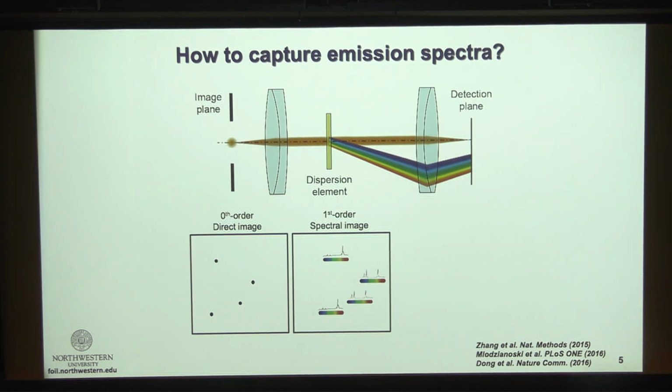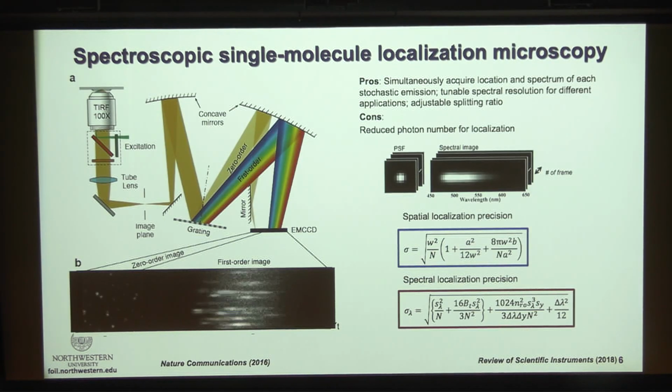And we have the simultaneously acquired first-order image, which reflects the corresponding emission spectrum of every single molecule. Numerically, we apply different algorithms to combine them. Now we know where they are and what they are. So that's the general concept. There are, of course, pros and cons.